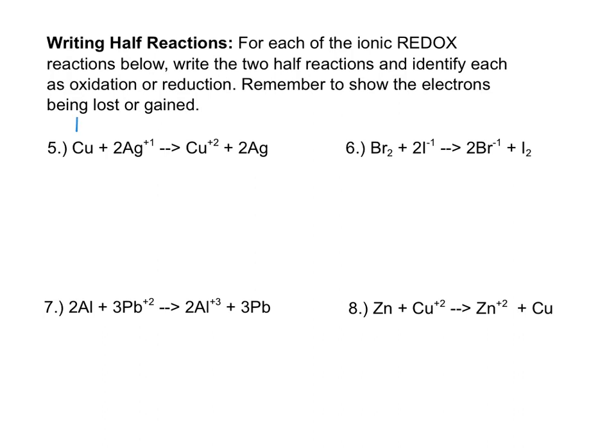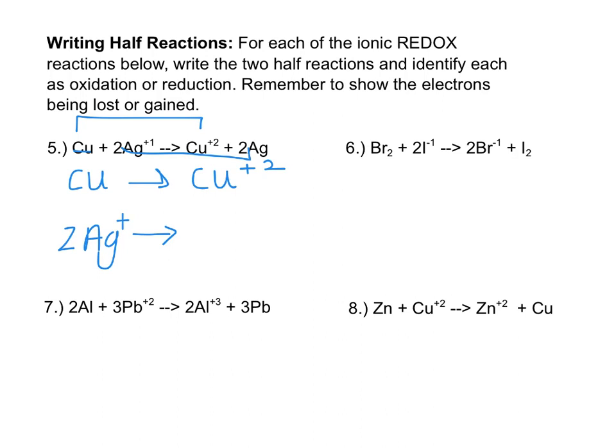The first thing you do is you're going to want to pair up like elements. Doesn't matter which one you write first, I just usually start with the first one given. So my first half reaction is going to involve copper as a metal, turning into a copper plus 2 ion. And then my other pair is I have 2 silver ions, producing 2 solid silver.